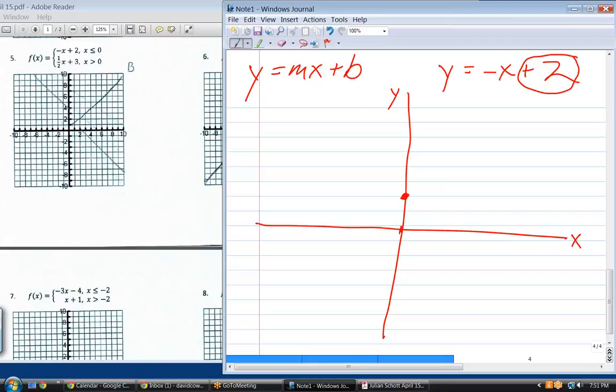And what's the slope of this line going to be? The slope is -1. Okay, that looks like that. It's a 45-degree line. And there you have your line to the left of the y-axis. Okay, now let's go down and see what we got to the right of the y-axis.